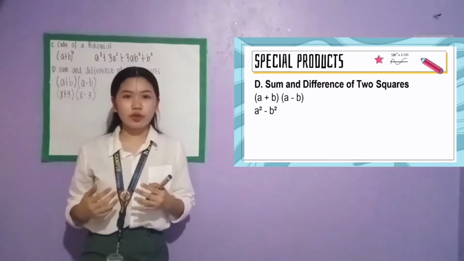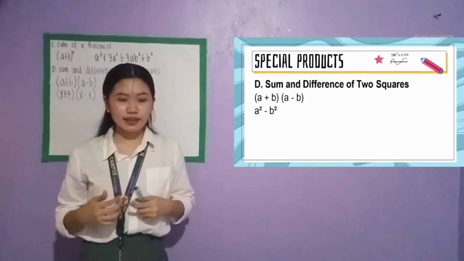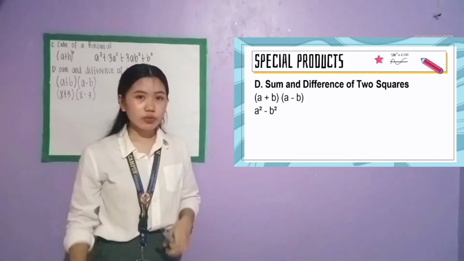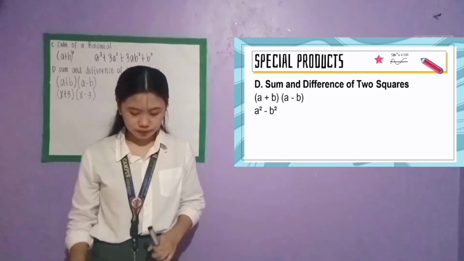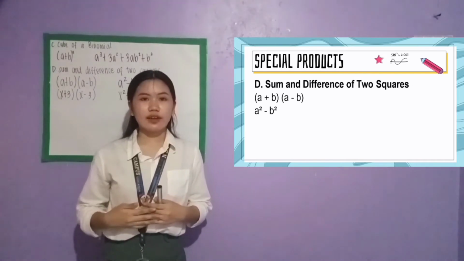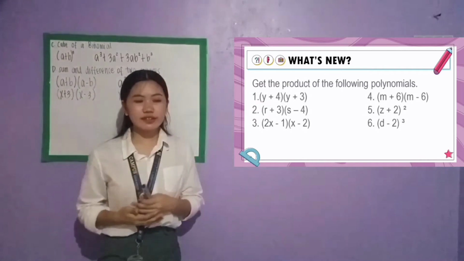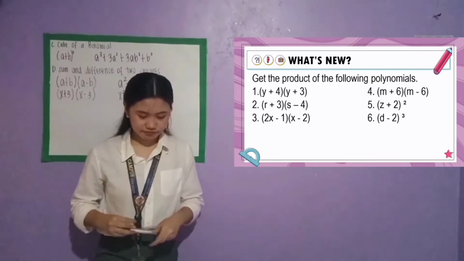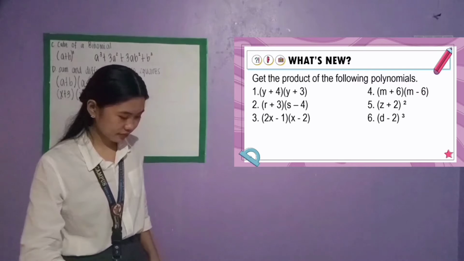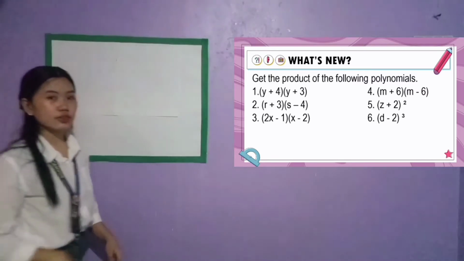I hope that we reviewed everything about special products. Now, we have here 6 questions. Your task is to get the products of the following polynomials. So, you may start now. So, are you done, class?